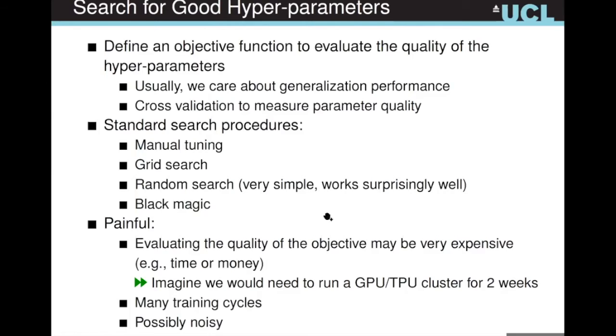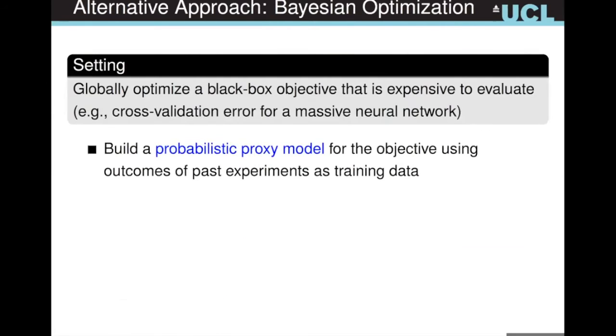Okay, and this is where Bayesian optimization kicks in, or where we want to start using Bayesian optimization. The setting that we are looking at is we want to globally optimize a black box objective that is expensive to evaluate. And black box is that expression. Have you heard of a black box before?